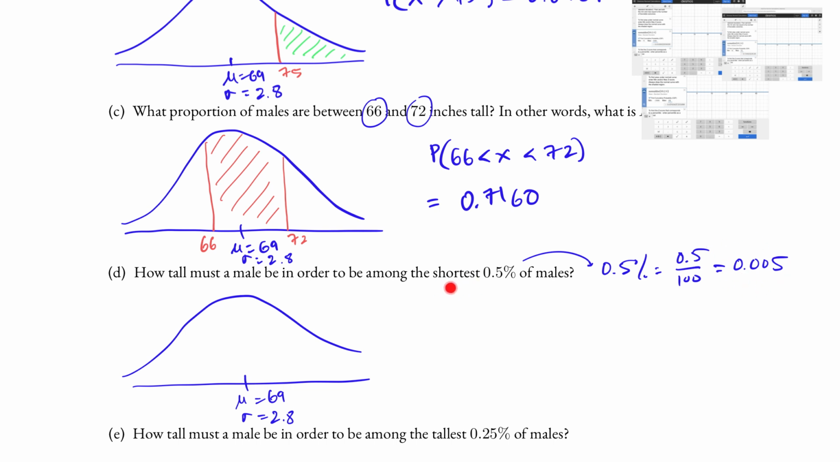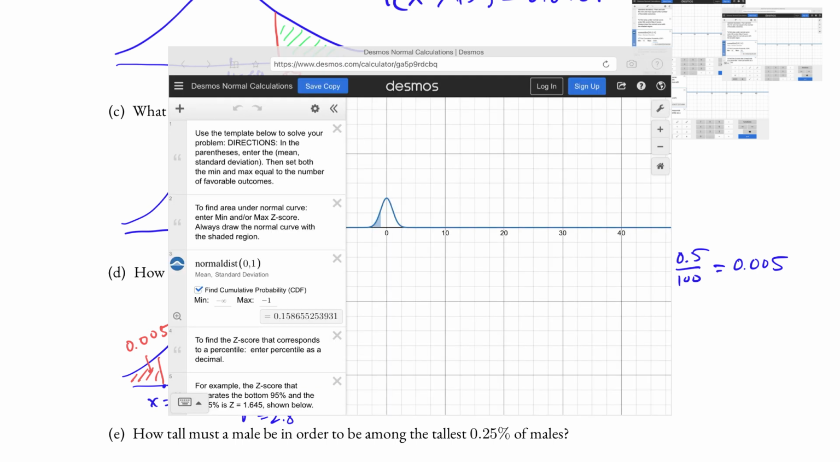And this is the shortest on the horizontal line. The height should be from the shortest to the tallest. And so the shortest 0.5% should be on the left hand side. This is a proportion, 0.005 or 0.5%. We're looking for this corresponding x value here.